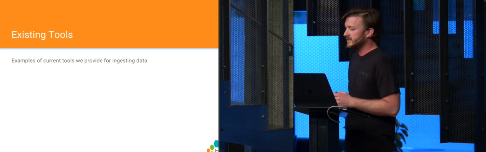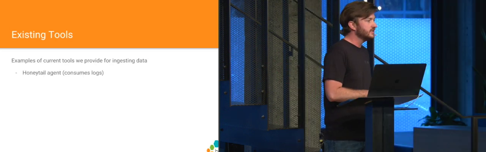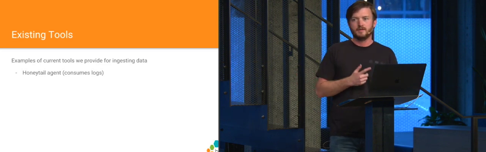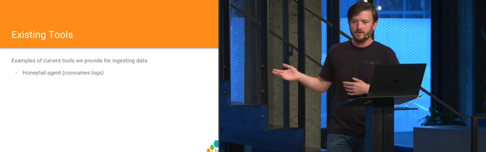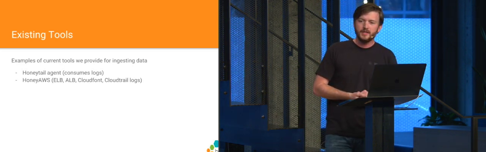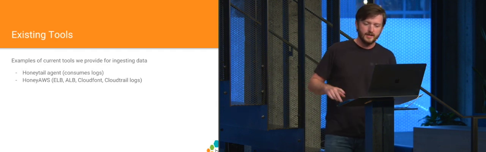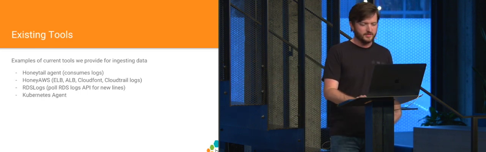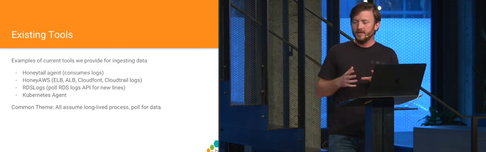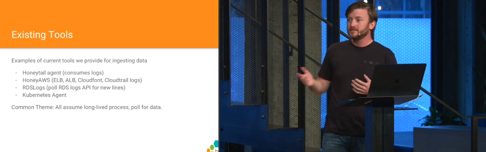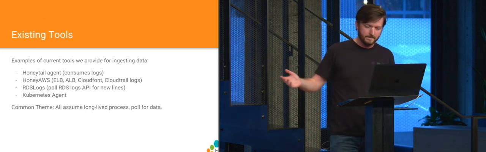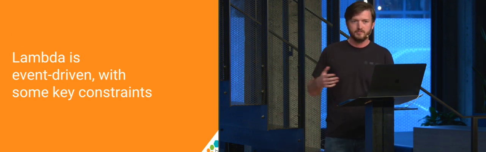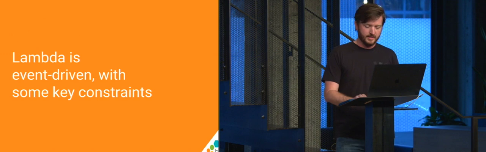We have a lot of tools at Honeycomb already for processing data or ingesting data. We have our honeytail agent, which is kind of a Swiss Army knife for ingesting logs. We have a lot of parsers that can handle Nginx logs or generic regex or JSON or keyval or glog. We have our Honey AWS suite, which is designed to run and pull logs from ELB, ALB, CloudFront. We have an RDS logs agent, we have a Kubernetes agent, and a bunch of other tools. But the common thing among all of them is that they're long-lived processes, and they're designed to poll for data, process it, and send it to Honeycomb. Lambda is different because it's event-driven, and there are some key constraints that you have to deal with when taking our existing tools and fitting them into the serverless model.